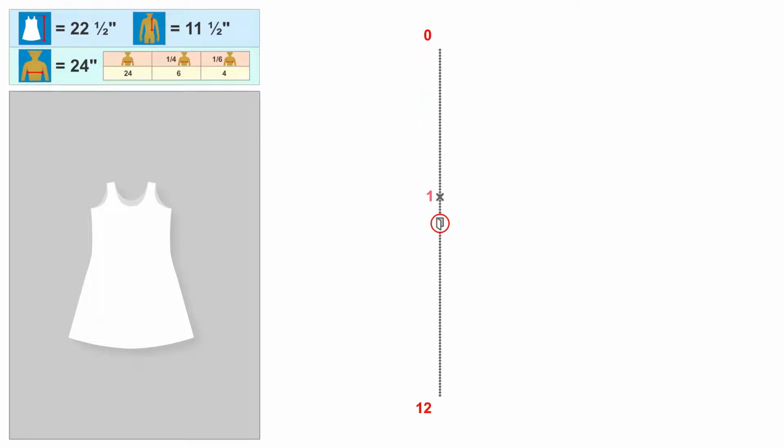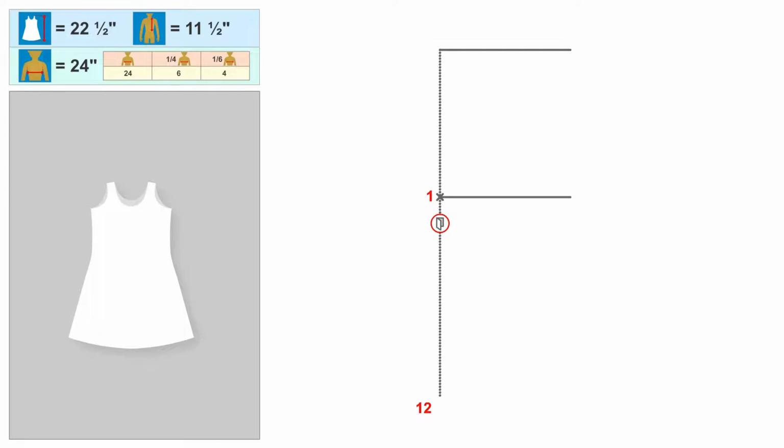This is point 1. From point 0, draw a right angle line to the baseline. This will be the shoulder line while drafting on fabric. From point 1, draw a right angled line to the baseline. This is the waist line.